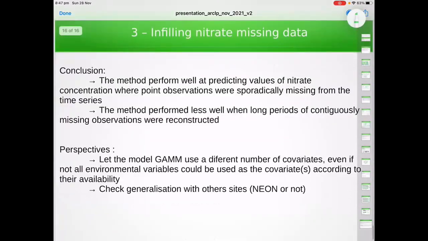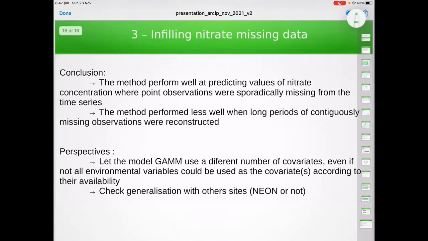Conclusion, because I still have 1 minute. The main conclusion is that our approach performed well at predicting the value of the nitrite concentration where we have some missing data sporadically across time. It performed less well when we have a long period of continuously missing observations.